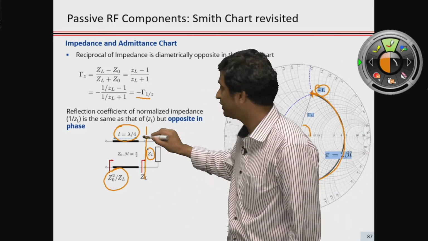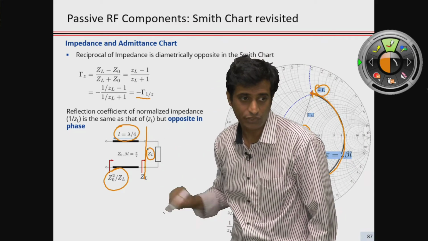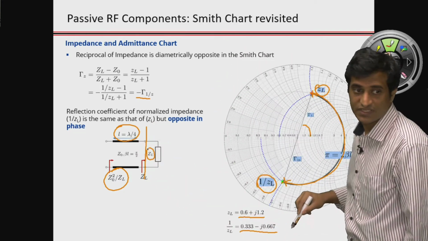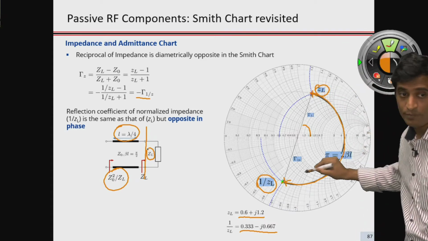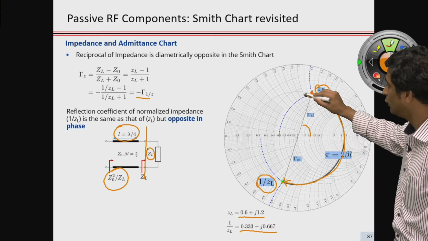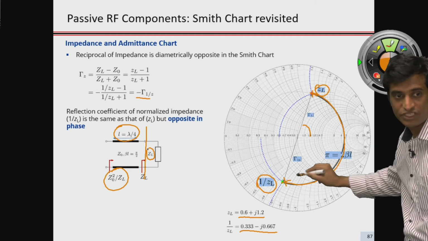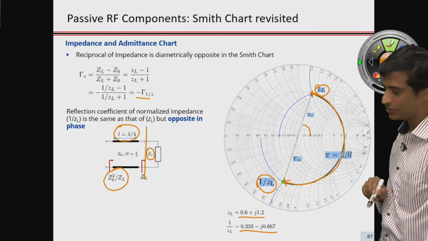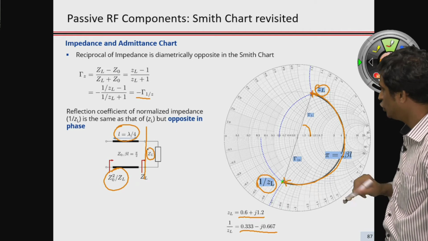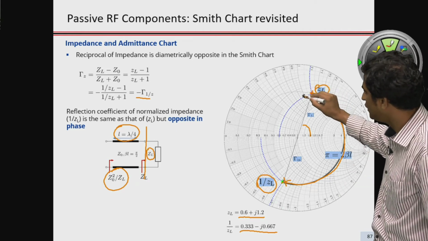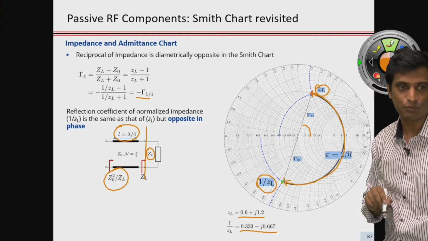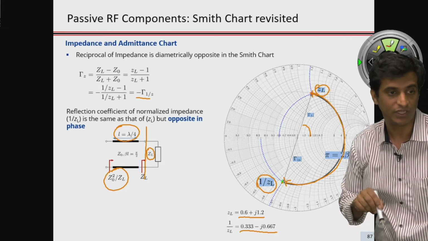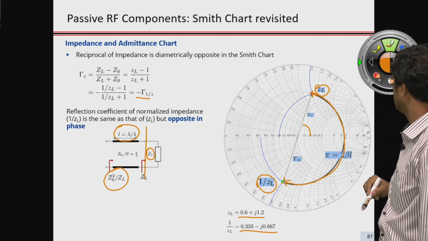And we know that when you travel a distance of lambda by 4 into the transmission line, it is as good as moving by 2 beta L, which is equal to 180 degrees in the Smith chart in the clockwise direction. So we can see that for every impedance point, the diametrically opposite point is the admittance point of that particular impedance point in the Smith chart.